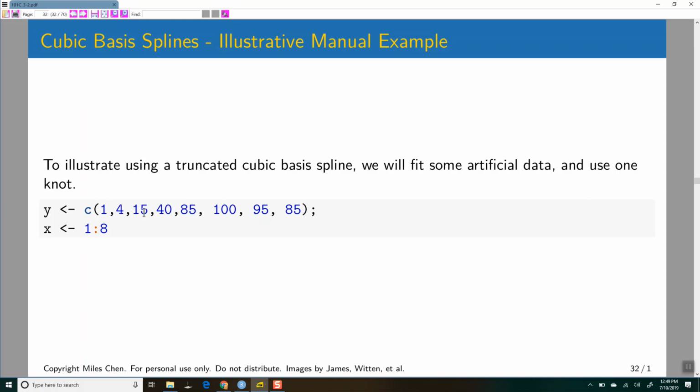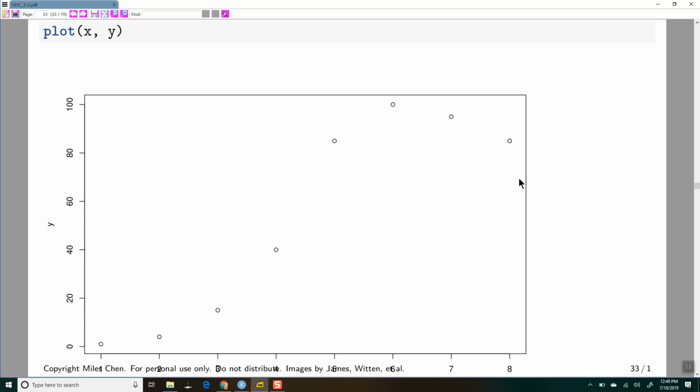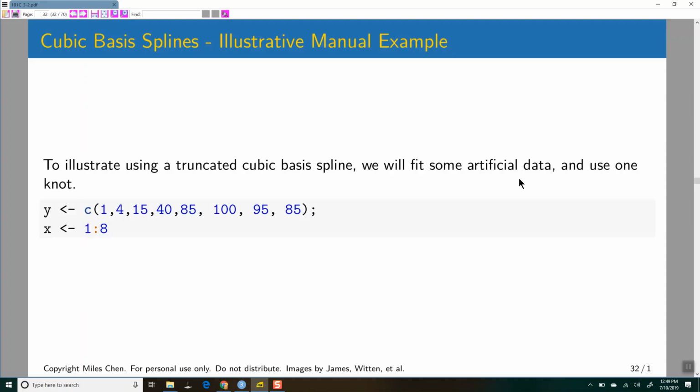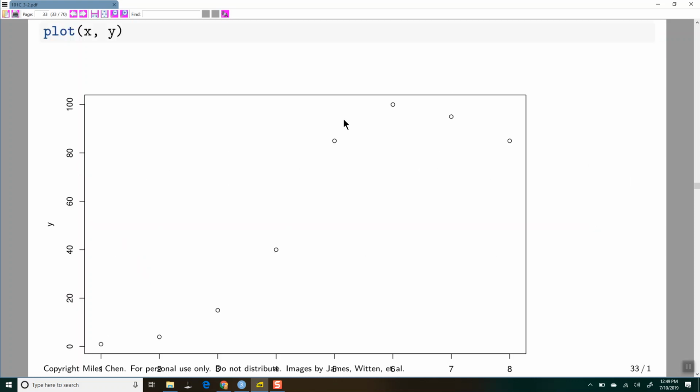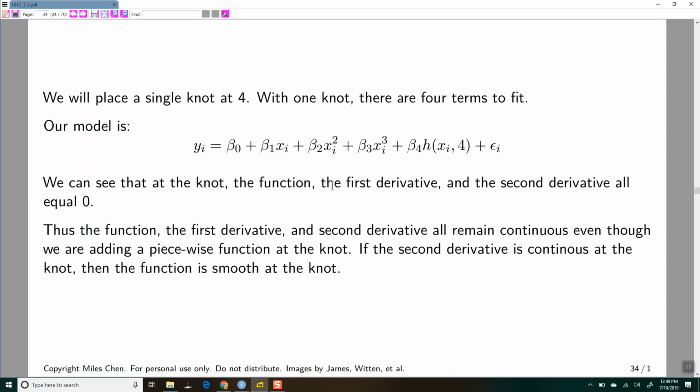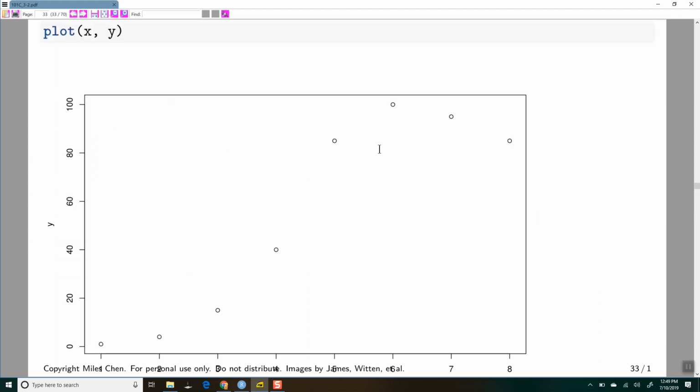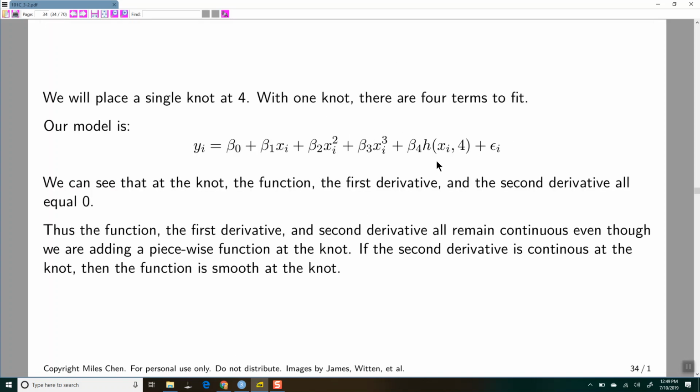To illustrate this, I've just made some dots here: 1, 4, 15, 40, 85, 100, 95, 85 or something. I'm going to try to fit a cubic basis function with a knot at 4. So I'm going to put a knot here at 4, and there will be 4 terms to fit: x to the first, x squared, and x cubed, starting at x1. So that's a cubic function, and then we're going to fit a cubic basis function starting at 4.